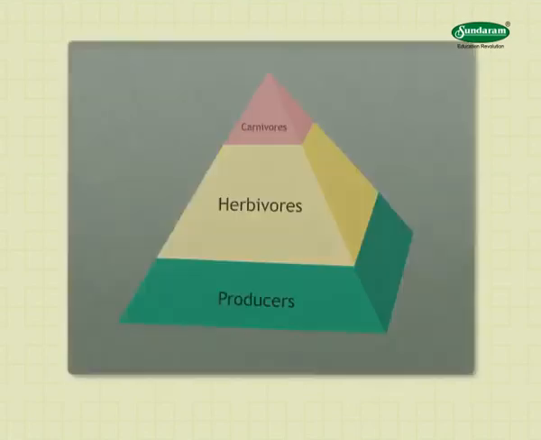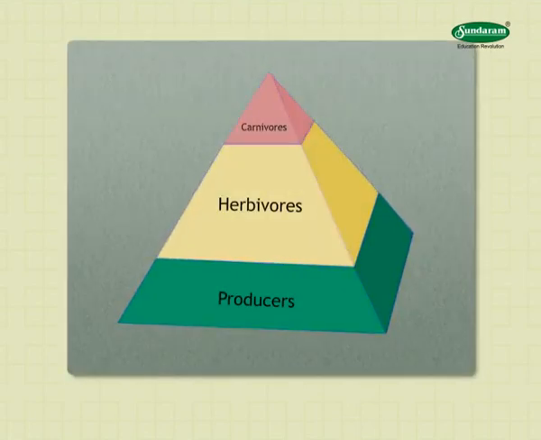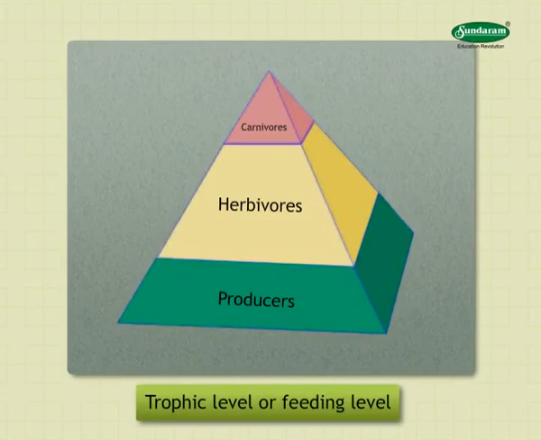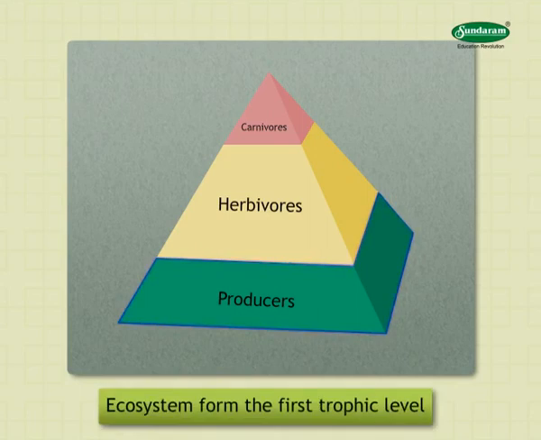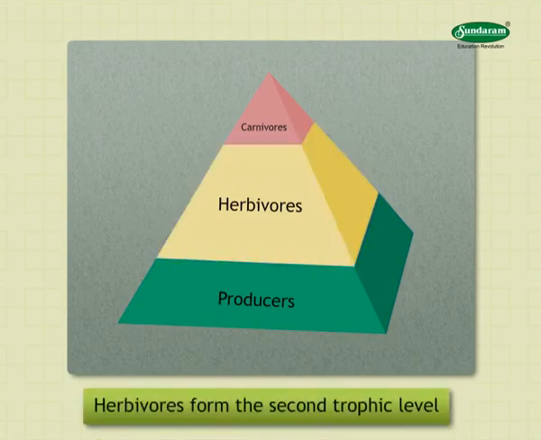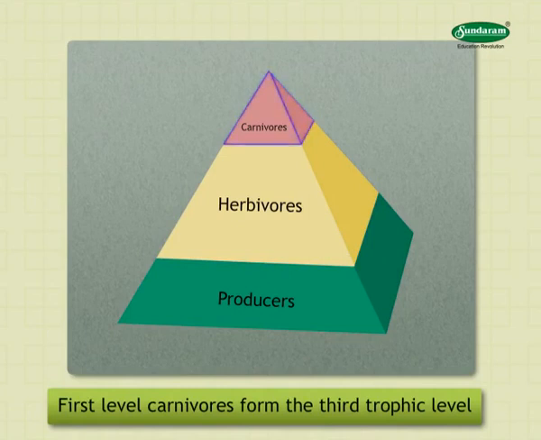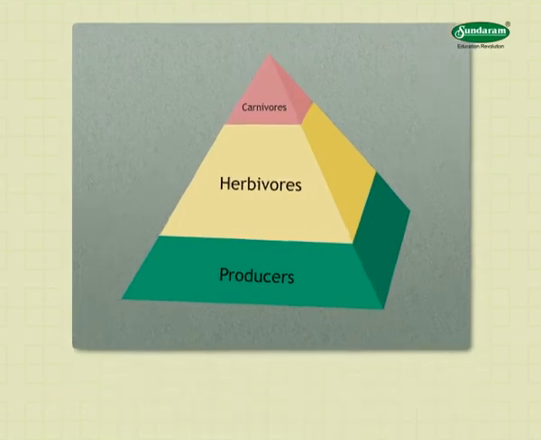Energy pyramid. Each level in a food chain is called a trophic level or feeding level. Trophic levels are the feeding position in a food chain. All the producers in an ecosystem form the first trophic level. The herbivores form the second trophic level, and the first level carnivores form the third trophic level.